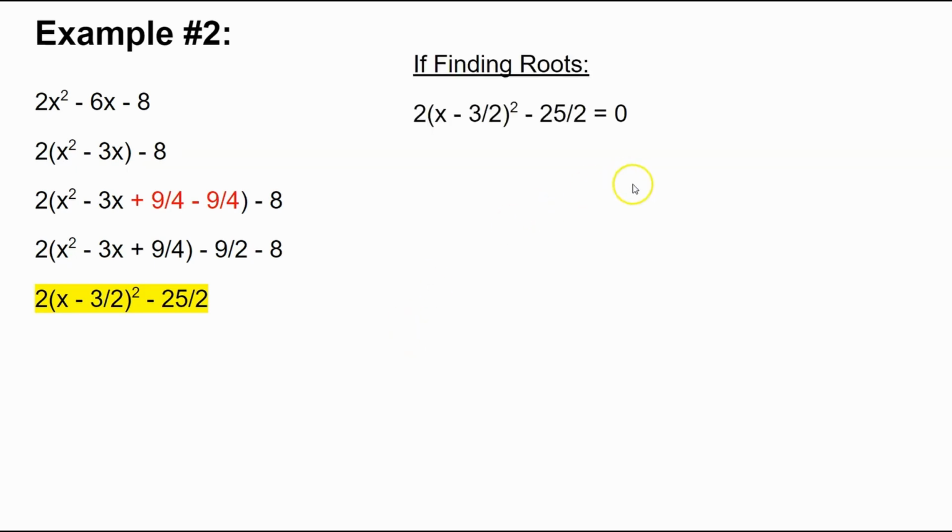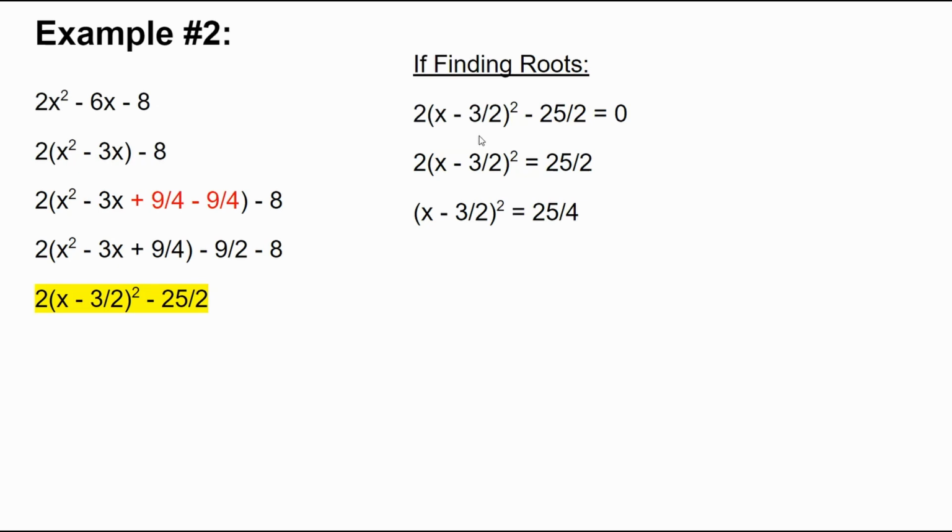So that's completing the square with that function. If we were finding the roots, once again, we're going to set the whole function equal to 0. Let's move that 25/2 to the other side by adding it. And now let's divide by 2 so we can work on this little squared binomial. So when we divide by 2, 25/2 divided by 2 is just 25/4.